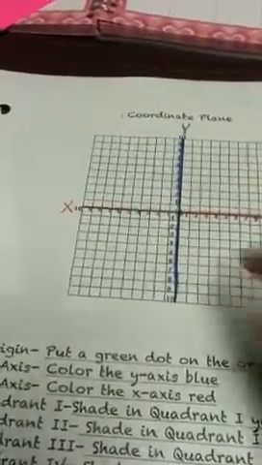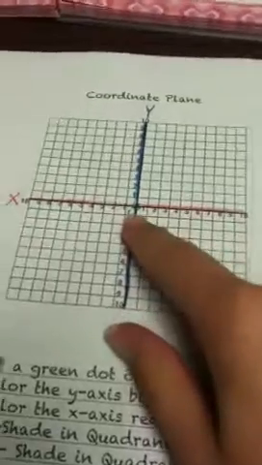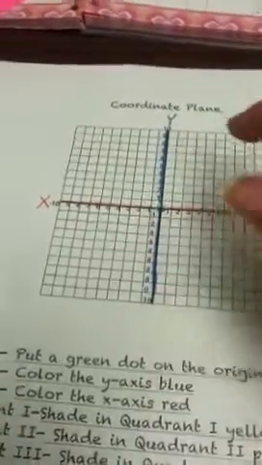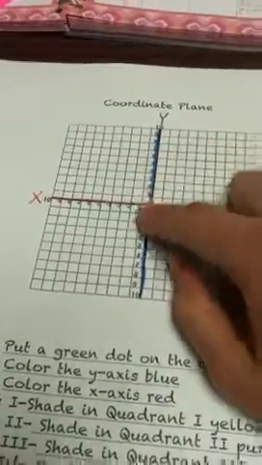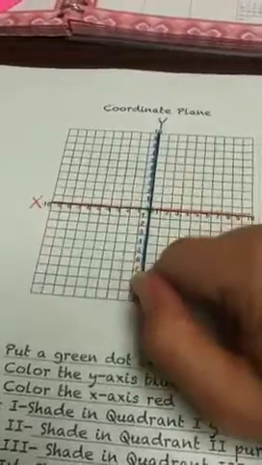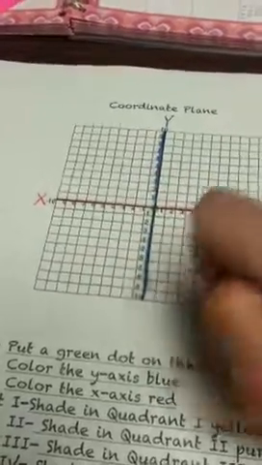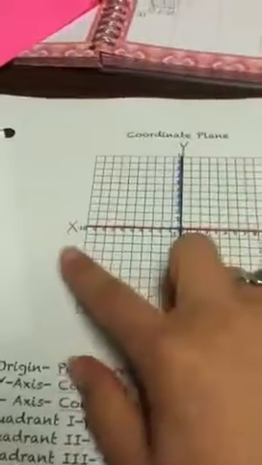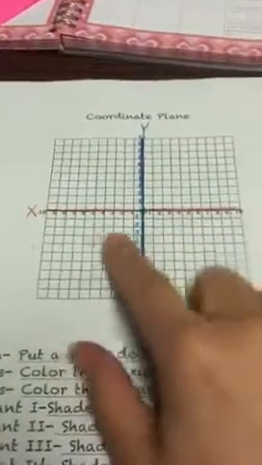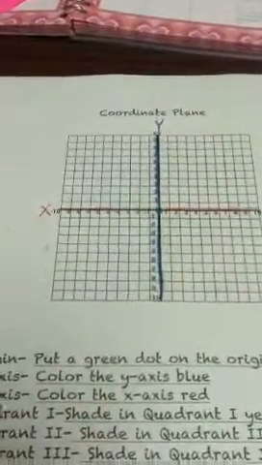So just to recap, our origin is right here in the middle. Our y-axis goes up and down. This is our vertical axis. Y is blue. And our x-axis goes left to right. This is our horizontal axis.